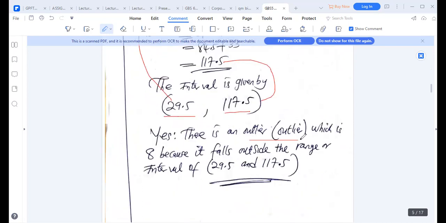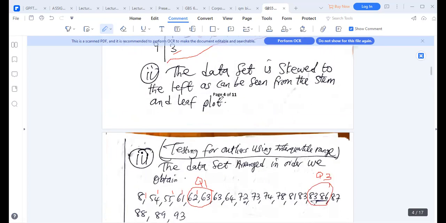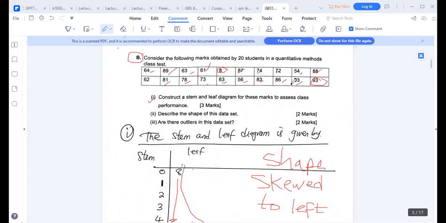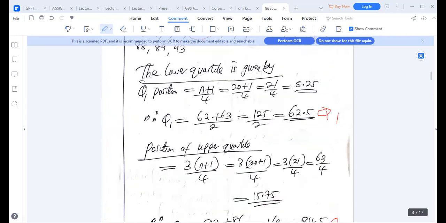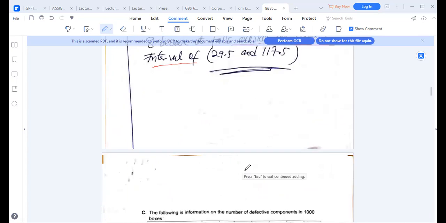Yes, there is an outlier, which is 8, because it falls outside the range or interval of 29.5 and 117.5. So we have confirmed the outlier in the data set that we have here, because 8 does not fall within the interval of 29.5 and 117.5.